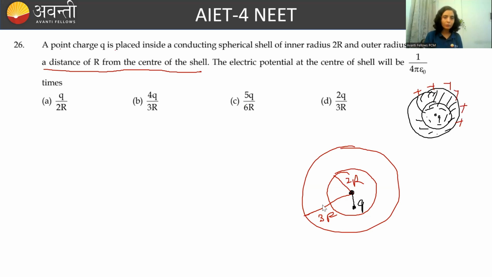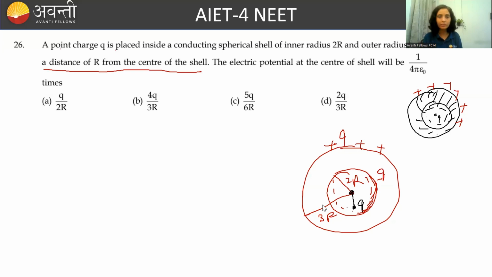So a similar thing is going to happen here. Negative charge will get accumulated on the inner surface of the first sphere, and the same amount of positive charge will go on the outer surface of the bigger sphere. So here plus Q charge, here minus Q charge.